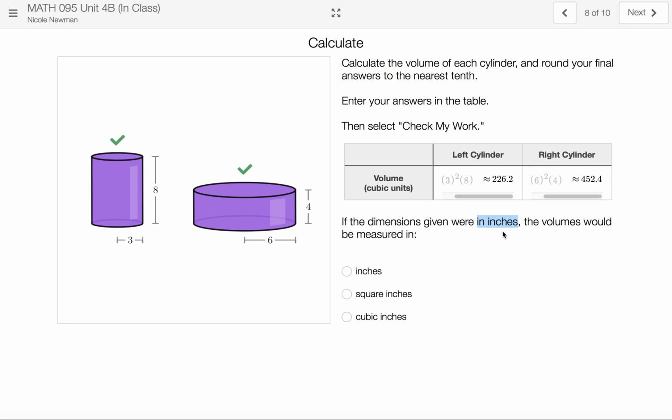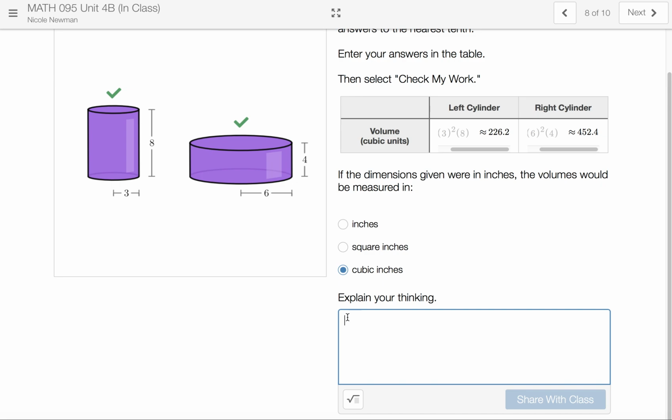We have moved to volumes, which are 3-dimensional objects. Volumes are 3-dimensional features of objects. These were measured in inches, so we should be talking about cubic inches. Volume is a 3D feature, so cubic units. That's going to be our plan for volumes. In this case, it was inches, so cubic inches.